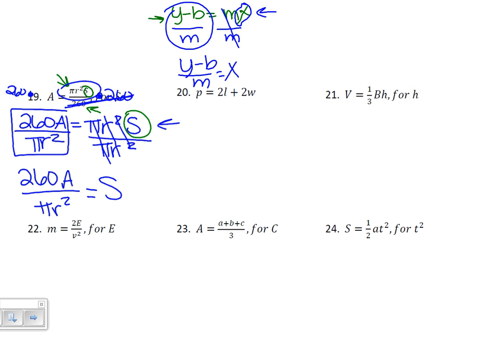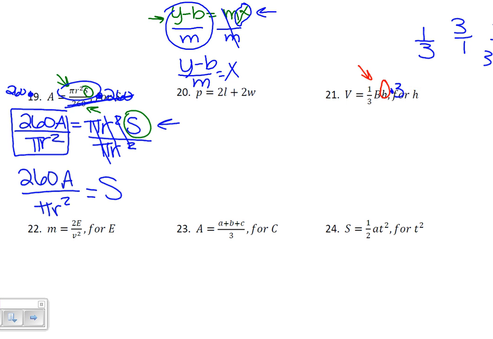All right, let's try number 21. When I look at number 21, I want to solve for h. So that's this over here. When I look at h, they multiplied it by 1/3 b. Remember, like I said before, if I have a fraction, I really want to get rid of the fraction first. So to get rid of the fraction, I'm going to multiply by the reciprocal. Remember the reciprocal of 1/3 is 3/1, or just 3.